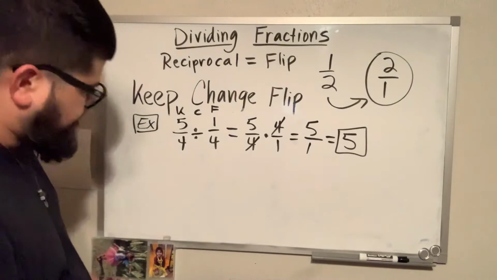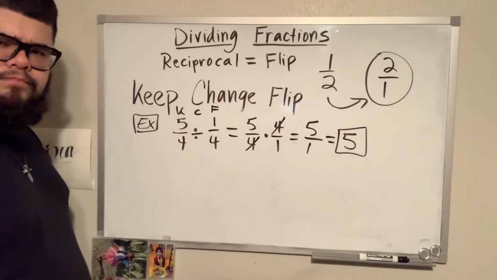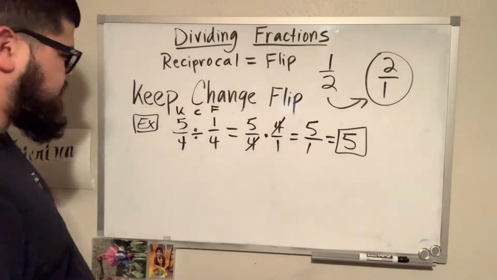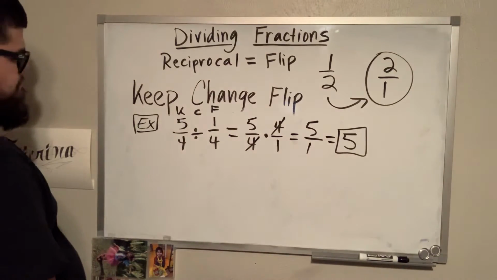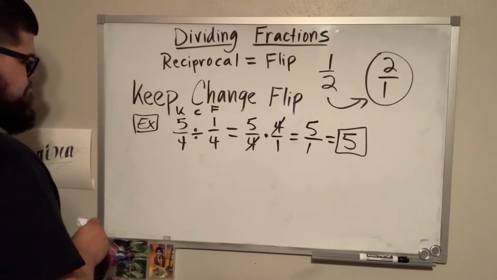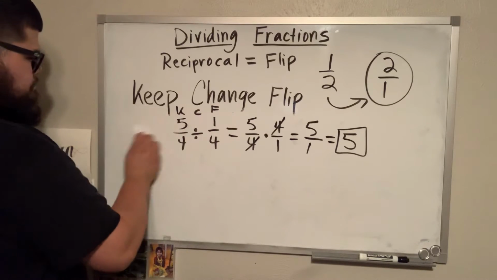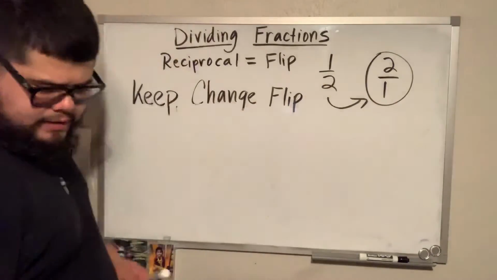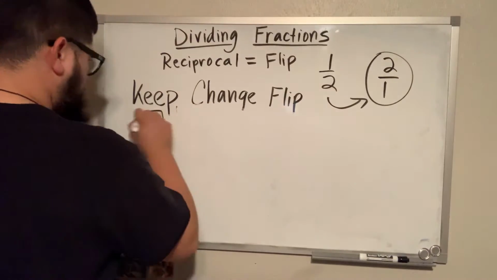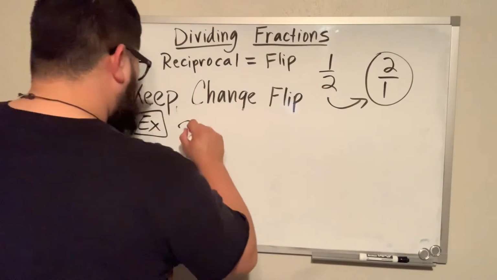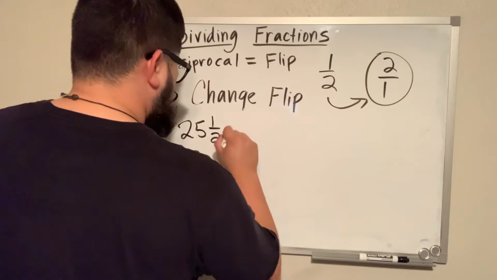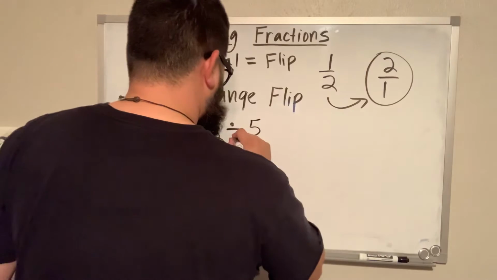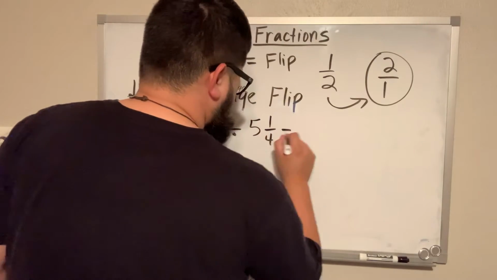All right? Again, that was not that bad of an idea. We'll go ahead and move on to example 3. This is our final example for dividing fractions. Make sure you have that written down. All right, last example. We're going to have 25 and 1/2 divided by 5 and 1 over 4.